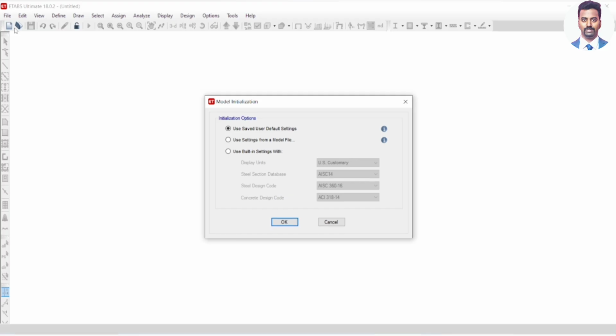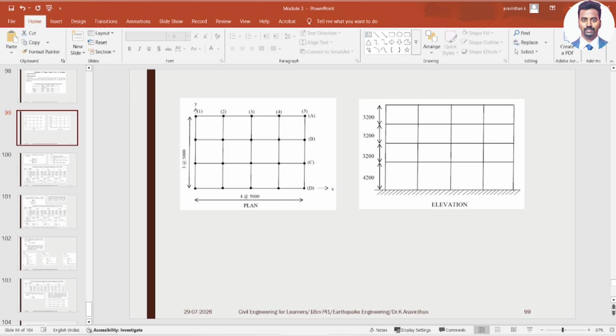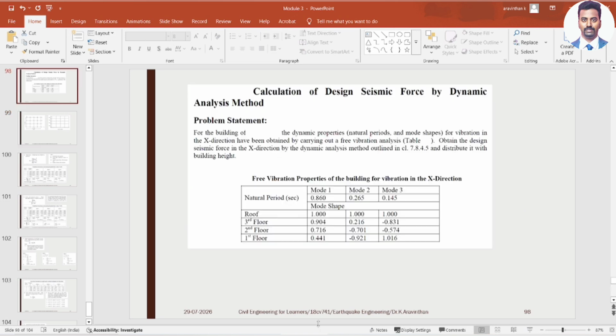To learn. Today I will be discussing a problem which I have made in the class earlier in earthquake engineering: calculation of design seismic force by dynamic analysis method. This problem is being solved already by both the methods.